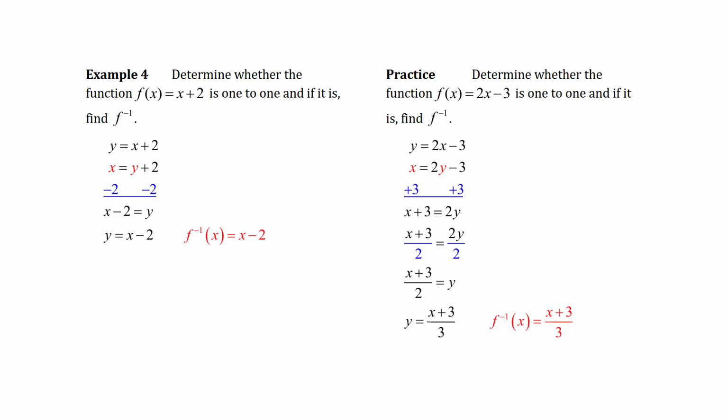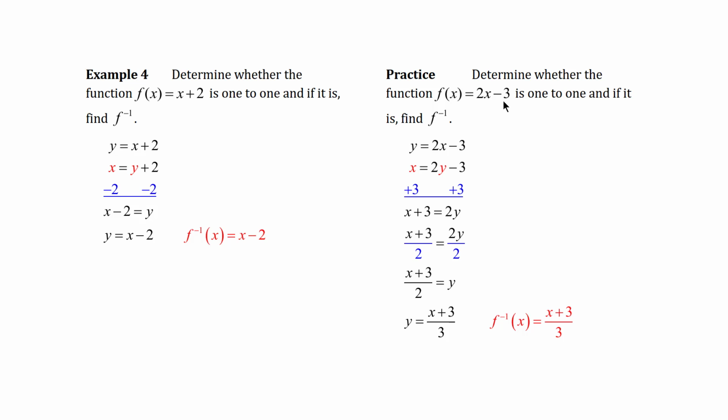Alright, so let's go over the solutions. The first step here is to determine whether this function is 1-to-1. f of x is a linear function with a positive slope of 2 and a y-intercept of -3. This means that the graph of this function would pass the horizontal line test. So yes, this function is 1-to-1.